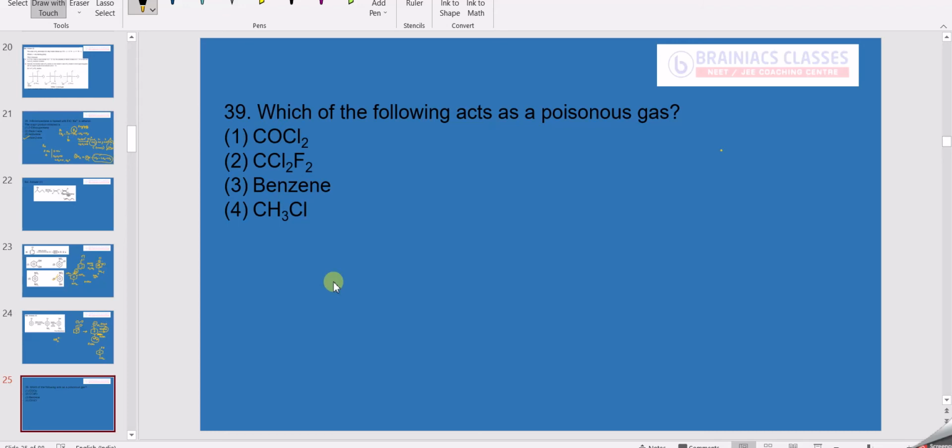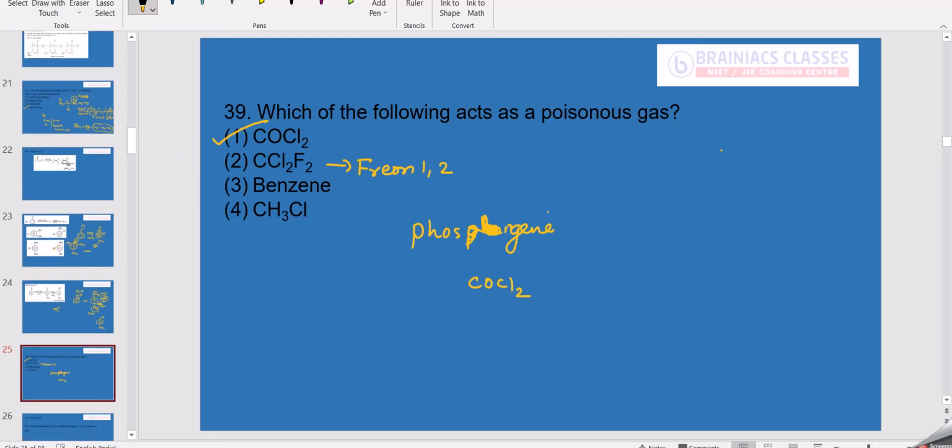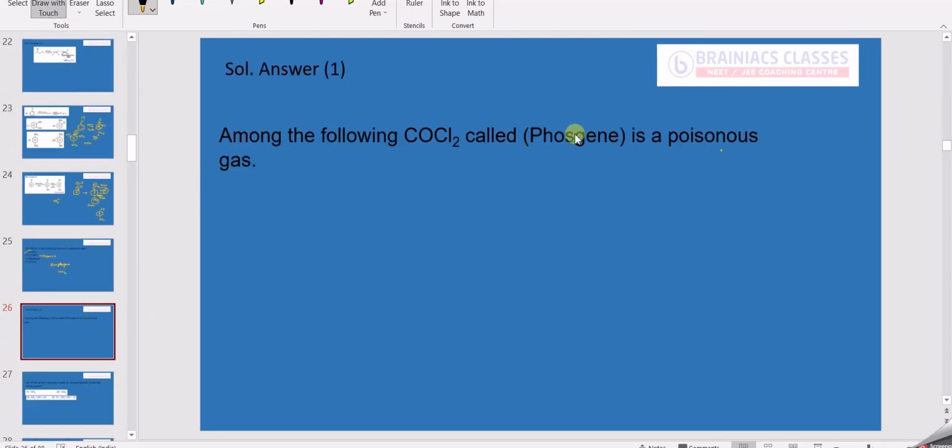Which of the following acts as a poisonous gas? Very, very important. In our textbook, last topic, it talks about commercially important haloalkanes and haloarenes. So here we are talking about phosgene, which is a very, very poisonous gas. Phosgene's formula is COCl2. So the answer is option 1. And CCl2F2 is nothing but freon, a chlorofluorocarbon, which is there in ozone hole creation and everything. So here the answer is 1. Okay, it is called phosgene.